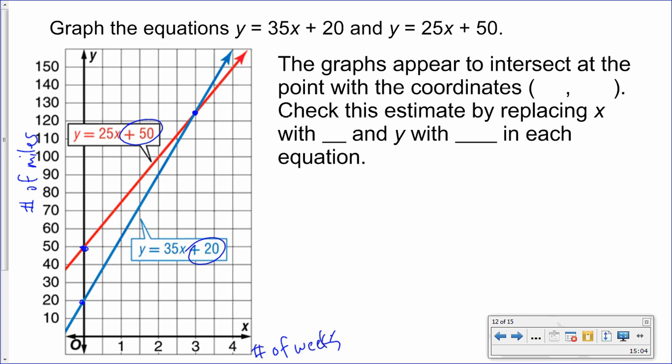Right in there, right? Okay, so the graphs appear to intersect at the point with the coordinates what? 3 and 125. Now, check this estimate by replacing x with 3 and y with 125. So I can check and see if it's going to fit, right? What's going to occur? That ordered pair's got to fit both equations, right? So take the first one, equation A.